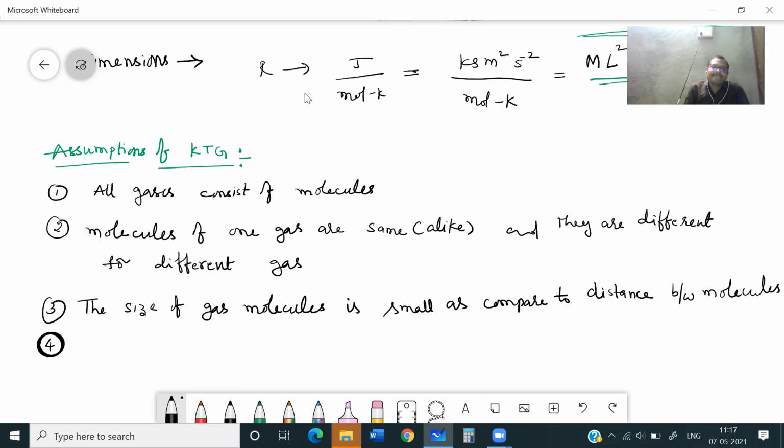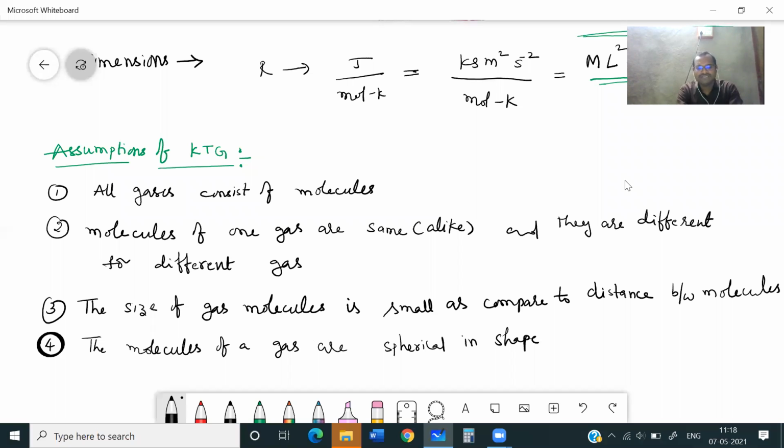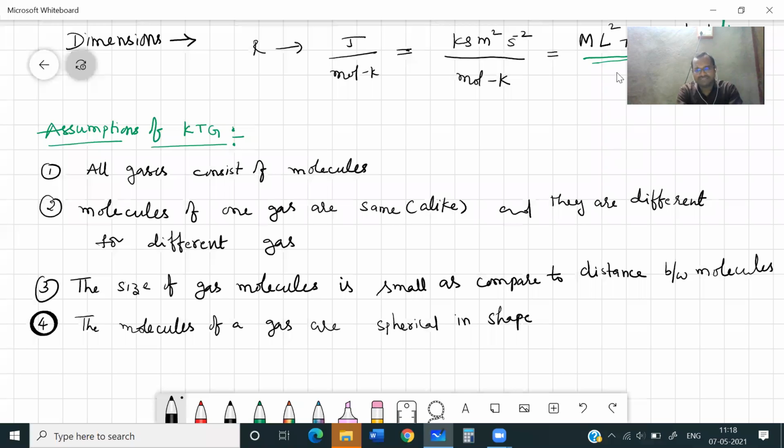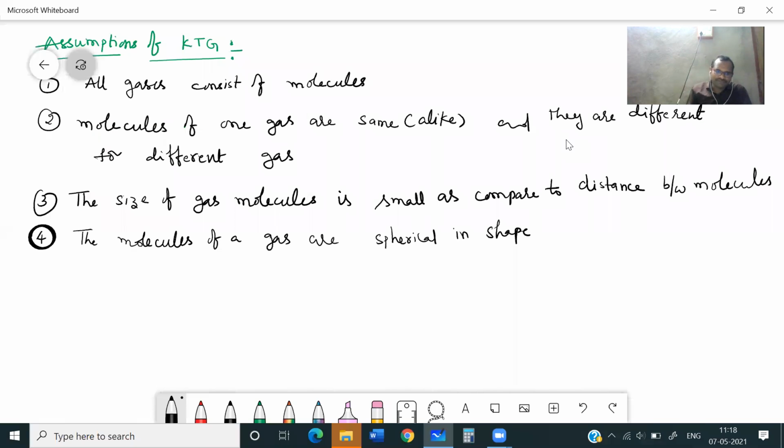And fourth point is the molecules of a gas are spherical in shape, small spherical balls. All the gas molecules will be like small spherical balls.